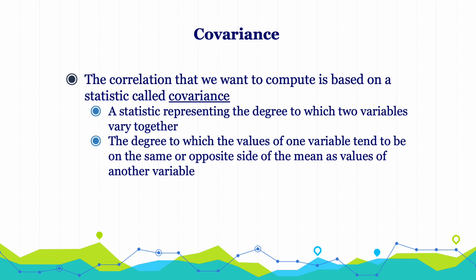So if you're, let's say, below average on extroversion, then I would expect you to be above average on fear of public speaking. Okay, so that's what I mean by the same or the opposite side of the mean. And in the next video, I'll pick up with the formulas and how this will play out.